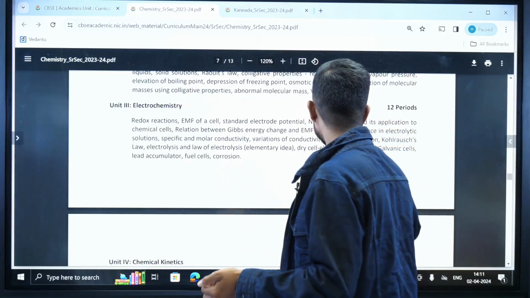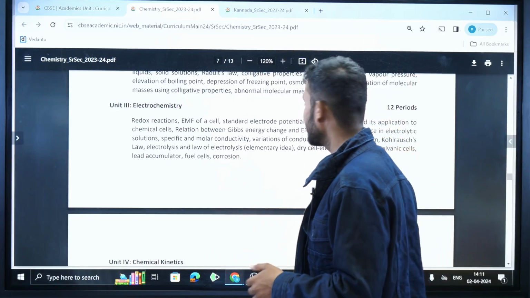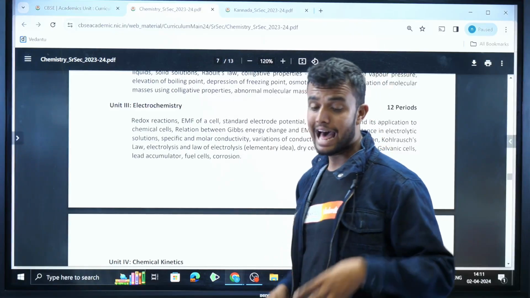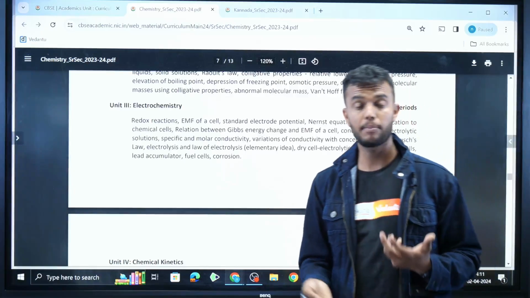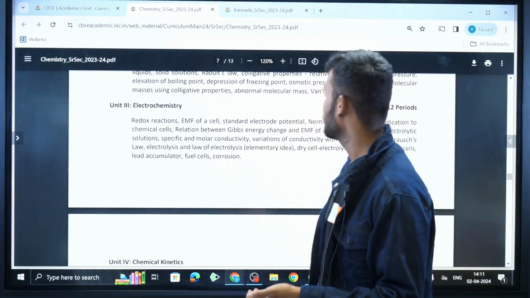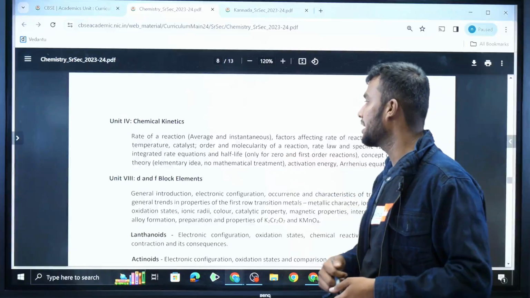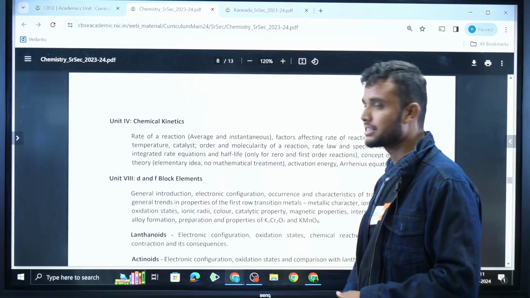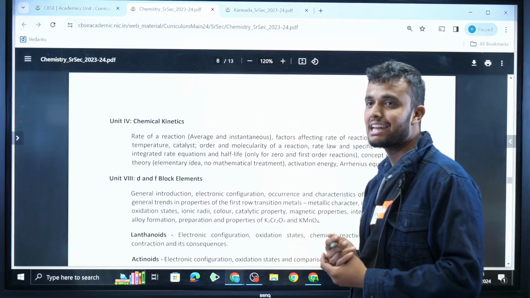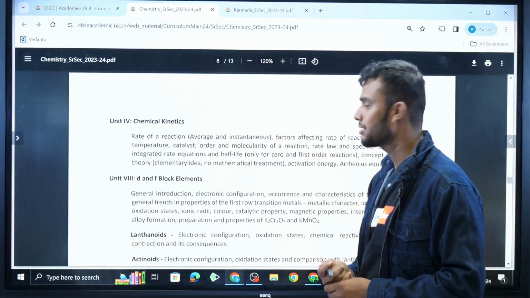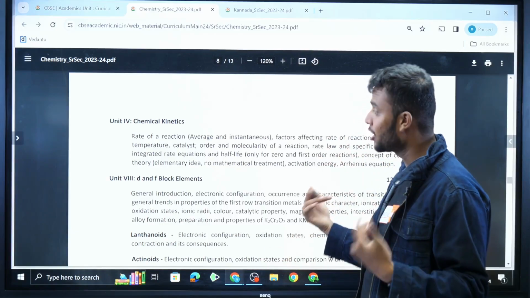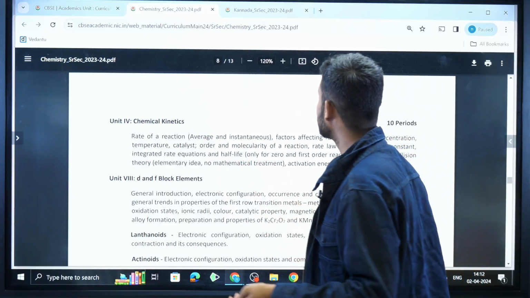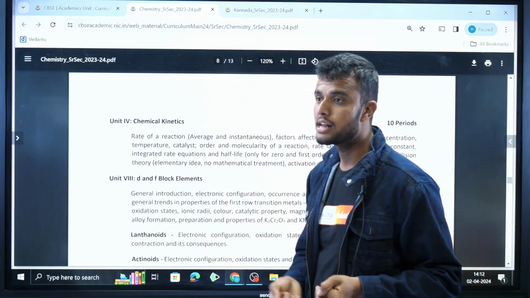Fuel cells, corrosion and galvanic cells, dry cell, electrolytic cells, types of cells, and diagrams with the reaction at the anode: what reaction happens, oxidation happens, reduction happens, this we discuss. Then after that, chemical kinetics, rate of reaction. What is rate of reaction? Average and instantaneous. We already discussed this rate of reaction, my dear students, in unit 1, right? Factors affecting the rate of reaction are also done: concentration, temperature, catalyst, order and molecularity, everything we already discussed.